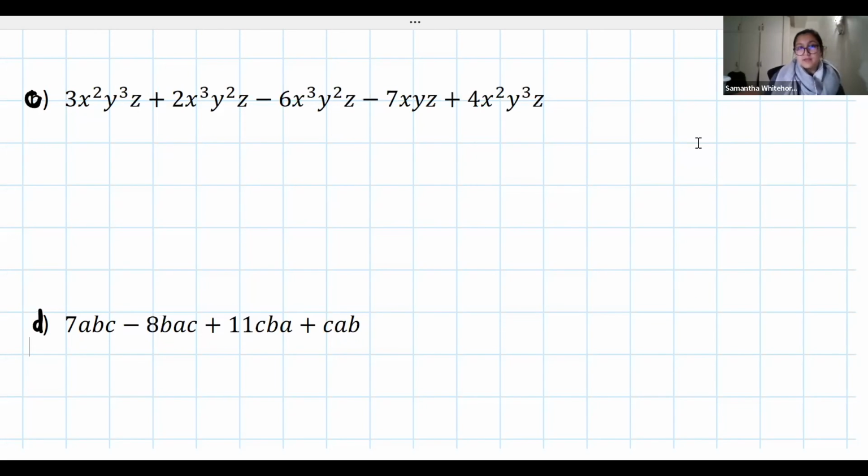Remember, guys, if it helps, put your variables in alphabetical order so that you can find your like terms. Because it is absolutely fine to rearrange variables. XY means the same thing as YX.